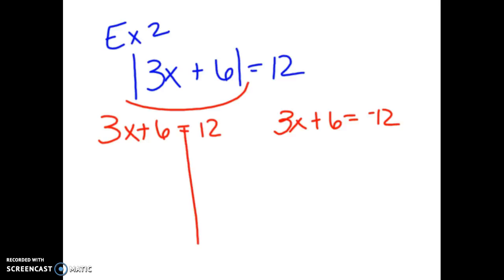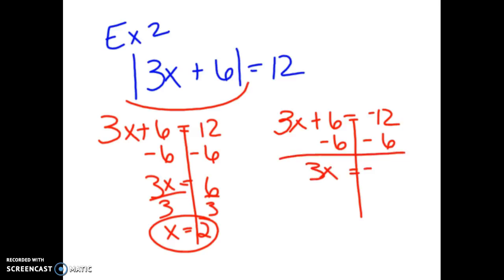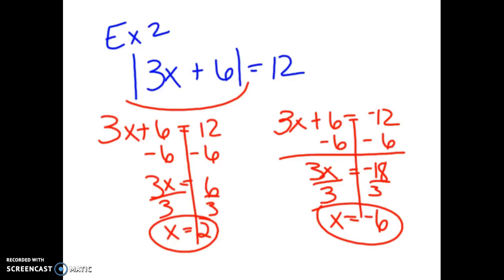Now solve for x. Subtract 6 from both sides, and we get 3x is equal to 6. Divide by 3, x is equal to 2. Do the same thing over here. We get 3x is equal to -18. Divide by 3, x is equal to -6. So notice our numbers are a little bit different. We have a 2 and a -6.